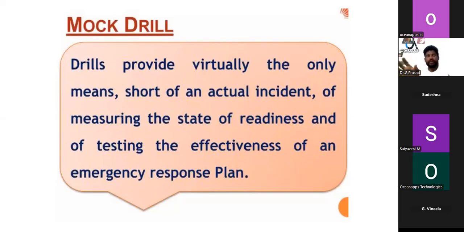In the mock drill, we get a lot of ideas about how actual situations or incidents might happen. Based on that actual incident and situation, we can include our physical readiness and mental readiness in the mock drill. If you are very ready for the situation, the incident or the accident, that improves our physical and mental preparedness.